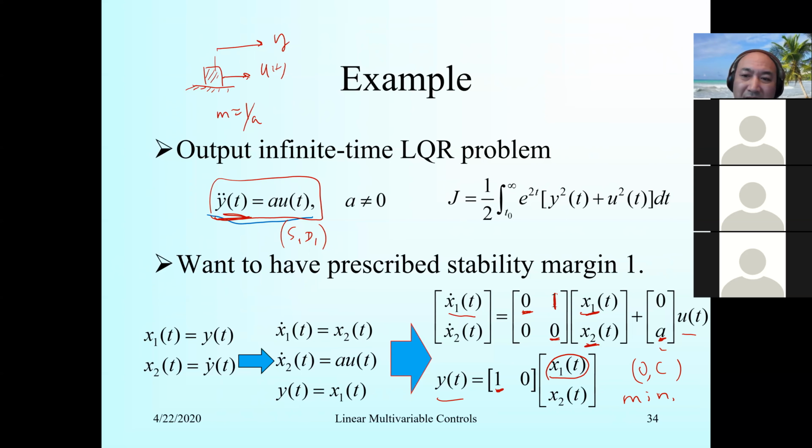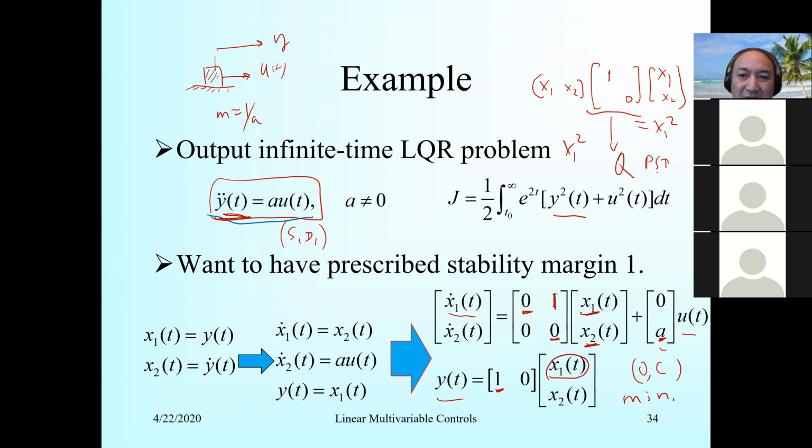Now I want my y square. It's not x square, okay. So basically y square is x1 square. In this case, you can still write x1, x2, but here you should write 0 and 1, 0, times x1, x2. That will give you x1 square. So therefore, this is my Q. So Q is positive semi-definite, PSD. It's not fully positive definite because of the 0, okay?